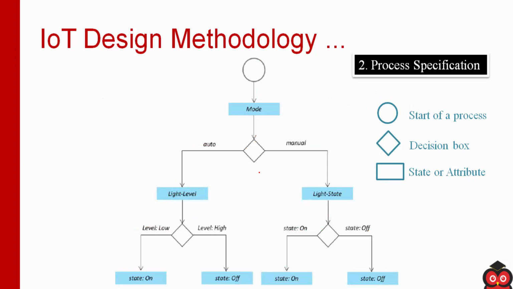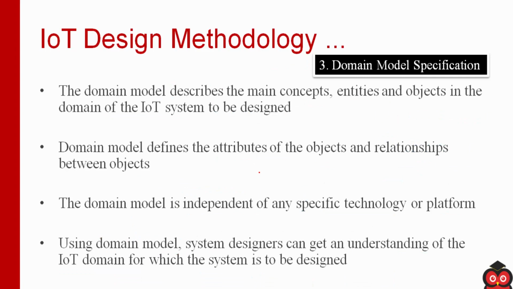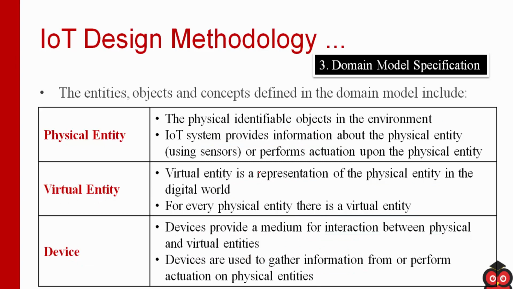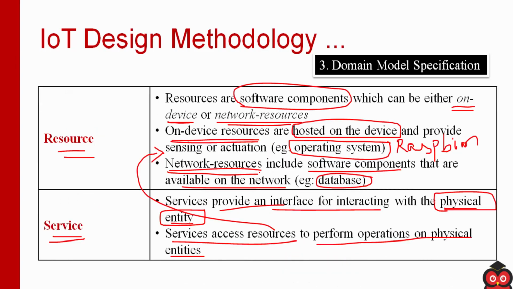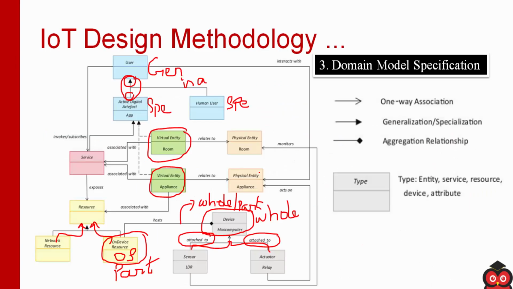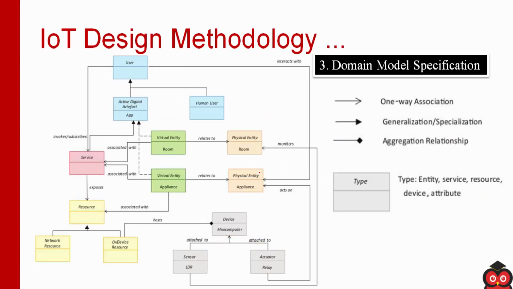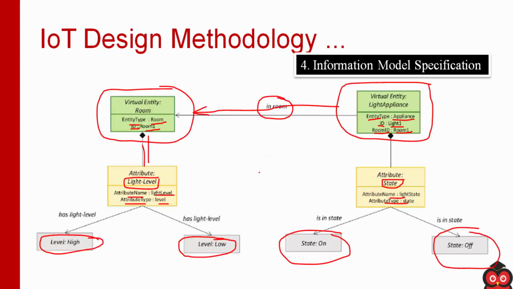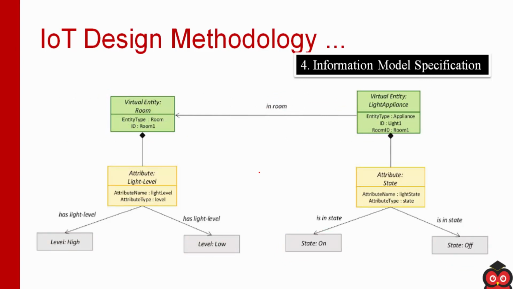like this. This is the process diagram. And then we have the domain model specification, where we represent all the entities: physical entity, virtual entity, device, resource, and service. So this is the domain model specification diagram. And then finally we got the information model specification, where we list out the virtual entities, and then we list out the attributes and relationships between them.